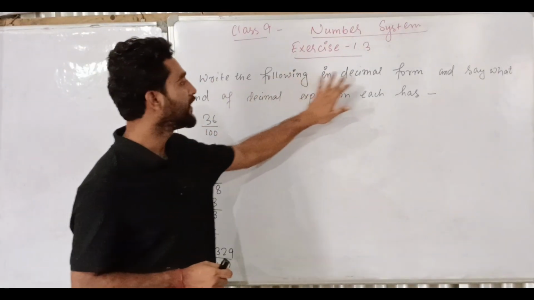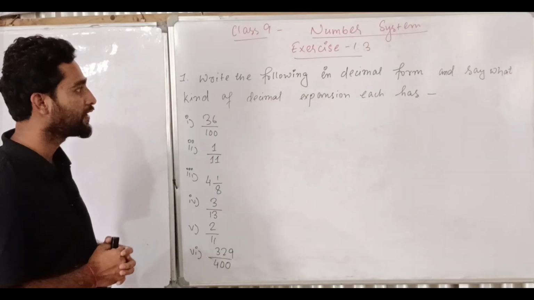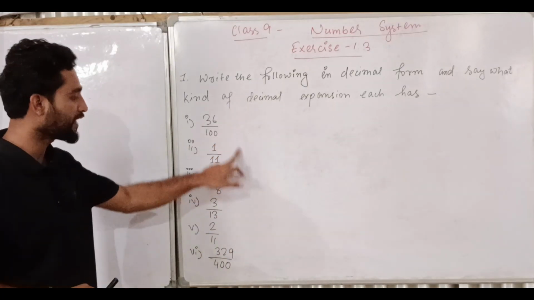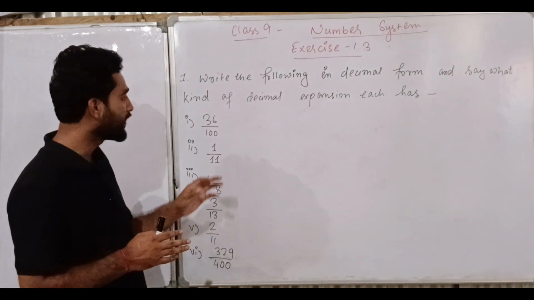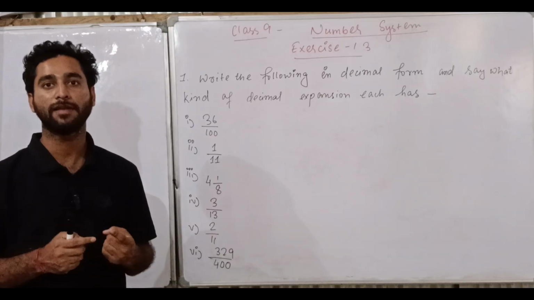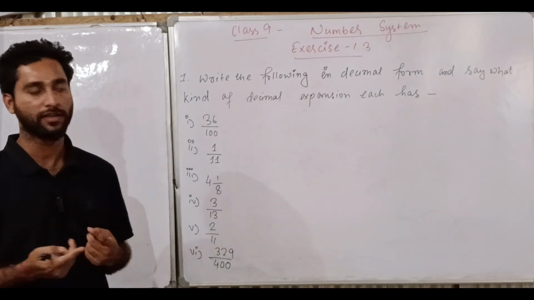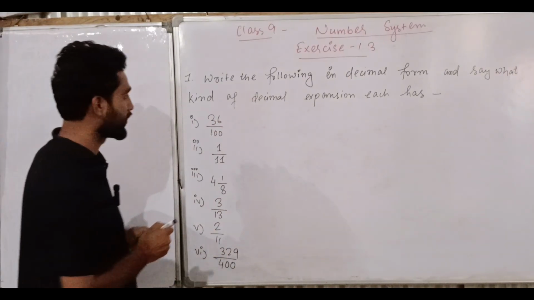Write the following in decimal form and say what kind of decimal expansion each has. So here 6 questions are given and all these are examples of the rational number. And we know that the decimal expansion of the rational numbers can be either terminating or non-terminating repeating. Now let's see, these questions will have what kind of decimal expansion.